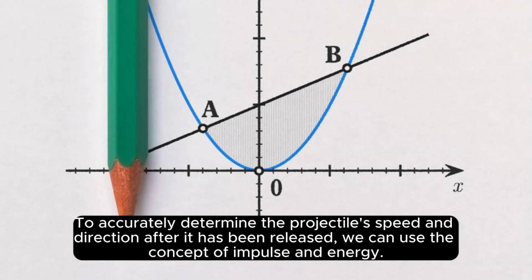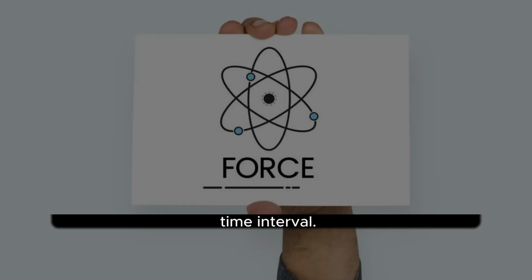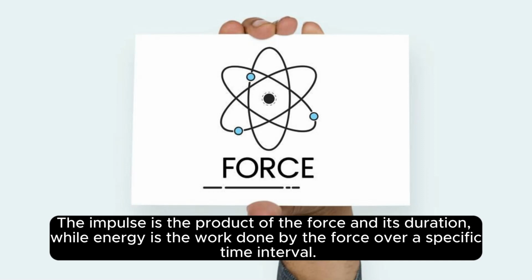To accurately determine the projectile speed and direction after it has been released, we can use the concept of impulse and energy. The impulse is the product of the force and its duration, while energy is the work done by the force over a specific time interval.